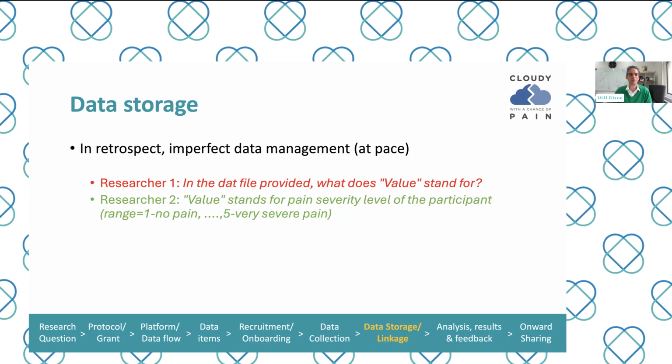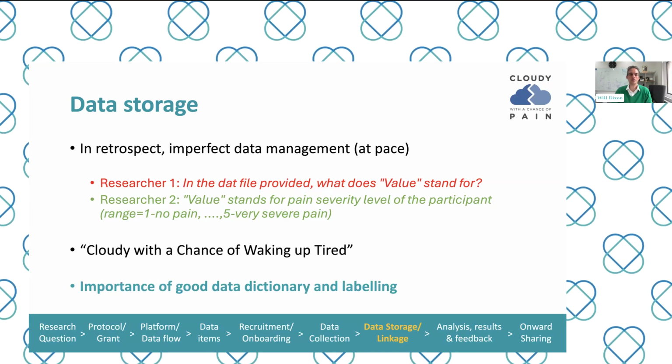I just searched back through my email history and found this quote. So a discussion between the established researchers and some of the newer researchers in the team. And researcher 1 says, in the DAT file provided, what does value stand for? And researcher 2 by email says, value stands for pain severity with the range, this range. Now, we shouldn't have to have exchanges about the data via email, and we have done better since then. We had to move at fast pace as a bit of an excuse, but certainly this has led to us understanding the importance of a really good data dictionary and labeling of data items as well as possible.